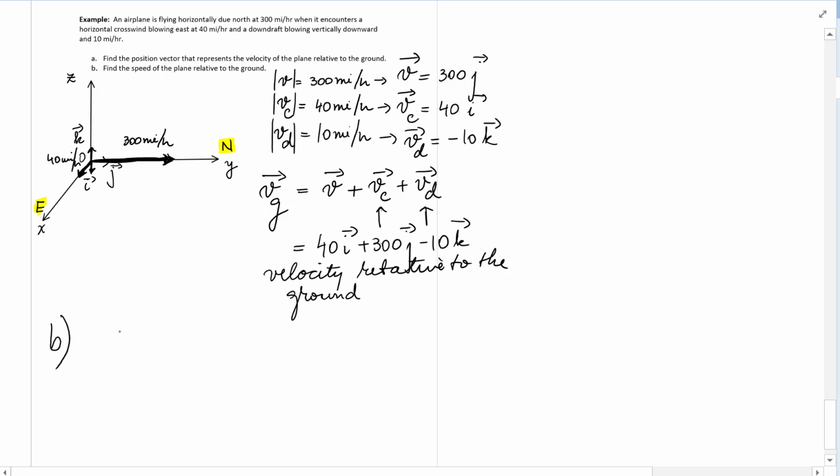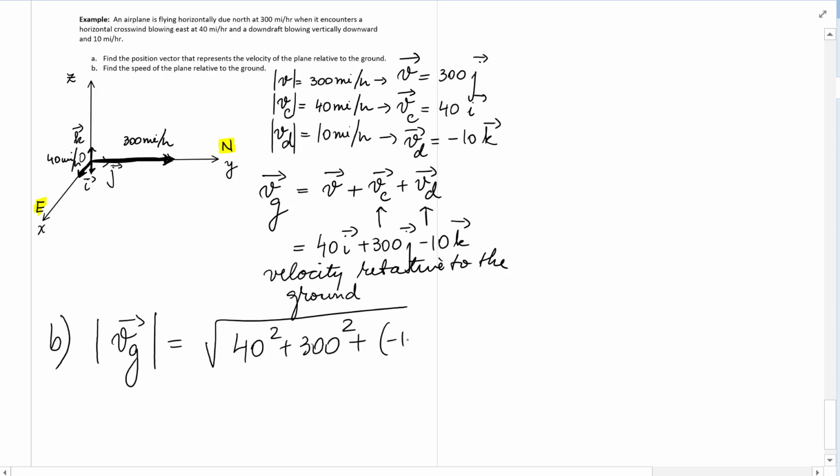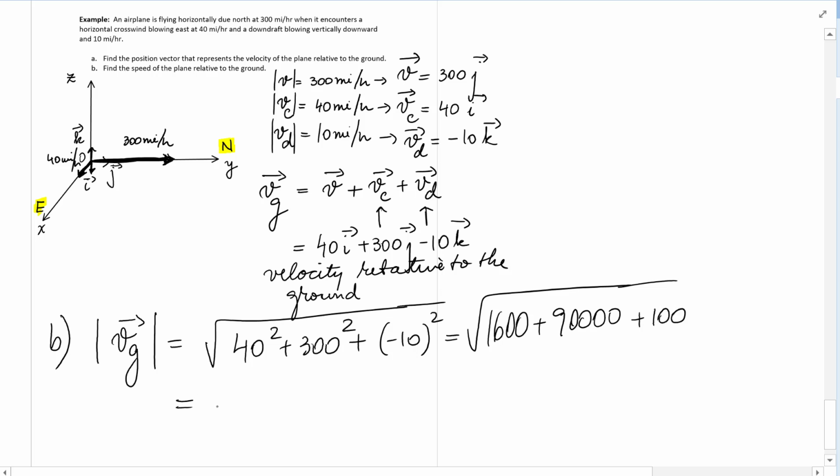B, the speed. So we want to find the magnitude of Vg, so that would be square root of 40 squared plus 300 squared plus negative 10 squared, which is square root of 1600 plus 90,000 plus 100. So that is equal to square root of 91,700, which is 302.8 miles per hour.